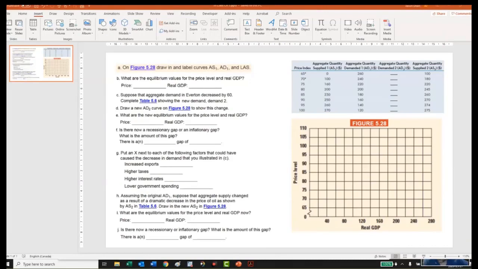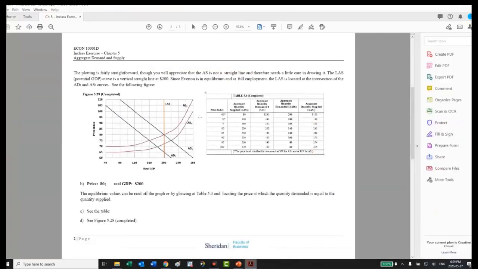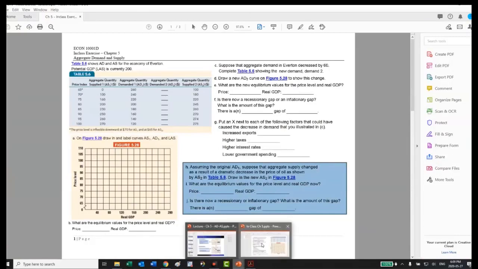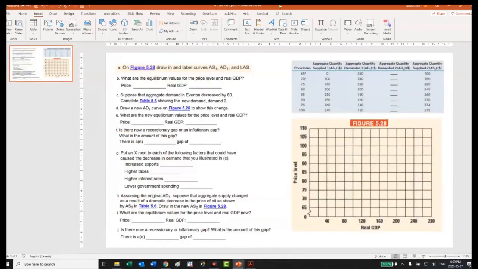So anyone want to volunteer, draw in the long run aggregate supply curve? I think you can request to annotate. Okay, I guess I'll do it then. So where do I draw the long run aggregate supply curve? Oh, one sec, I have cut out the part of the question that tells us what it is. Yes, so we're told in the question that potential GDP is currently 200. So I'm going to go back here. If potential GDP is 200, where do I draw the long run aggregate supply curve? You can type that in the chat function.